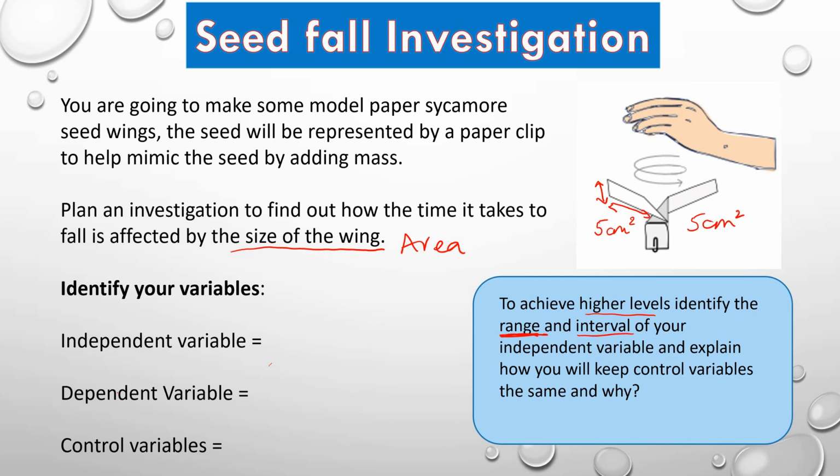The next variable is your dependent variable. What are you going to measure? So you saw me explain that you might need your phone or a stopwatch, or a watch of some kind. You're going to be measuring the time it takes for the seed to fall.